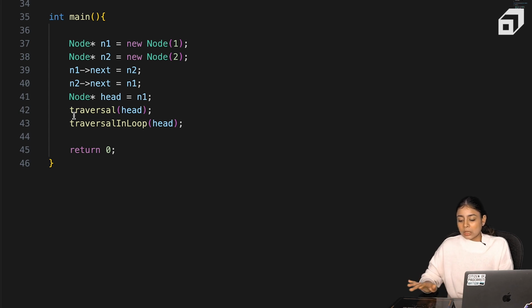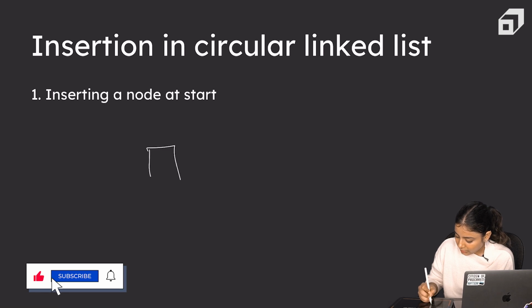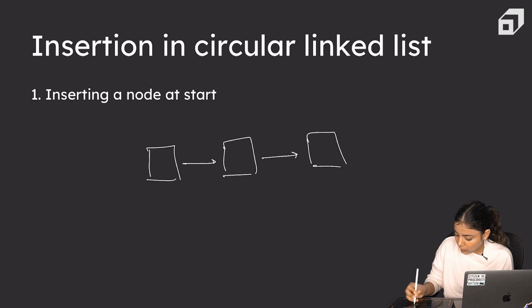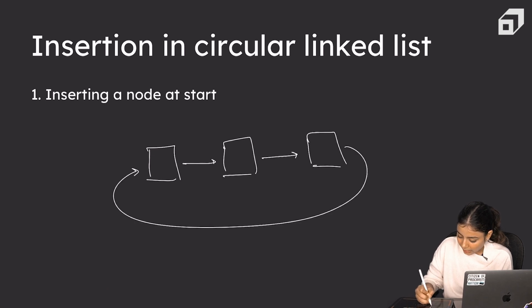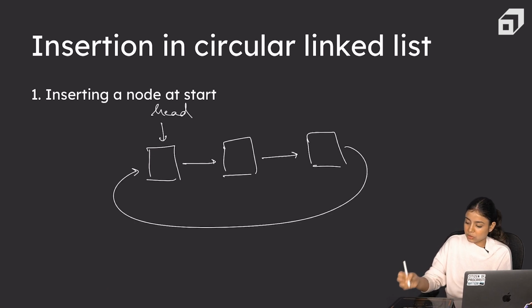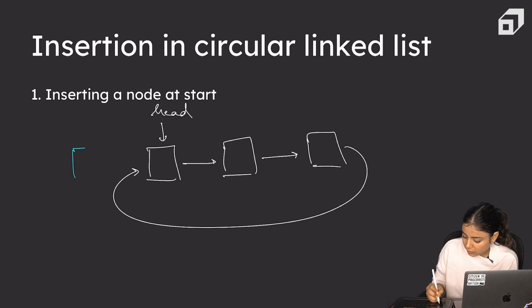Now let's move forward and see insertion. How do we insert an element in a circular linked list? We'll focus on how this is different from the insertion that we have already seen in singly linked lists and doubly linked lists. So if I have a circular linked list and I want to insert a new element at the head position, first of all, I'll create my new node.